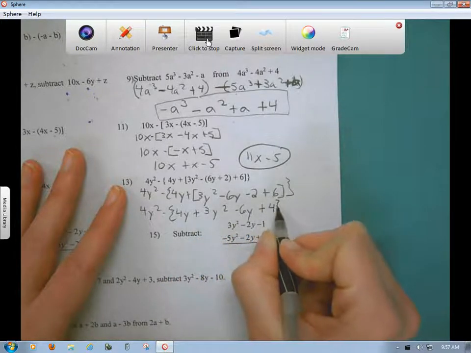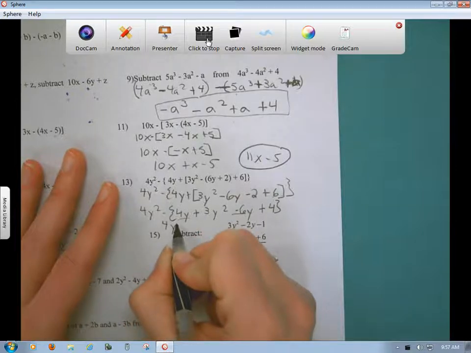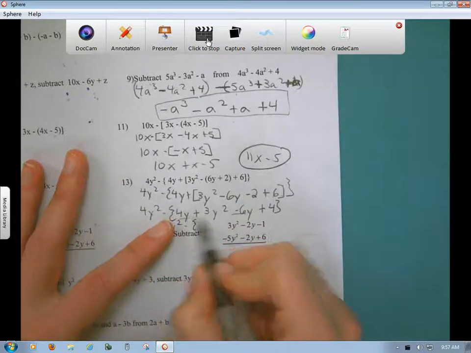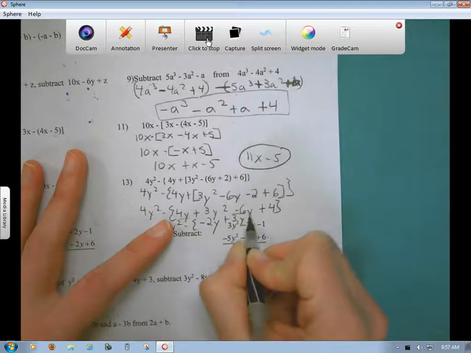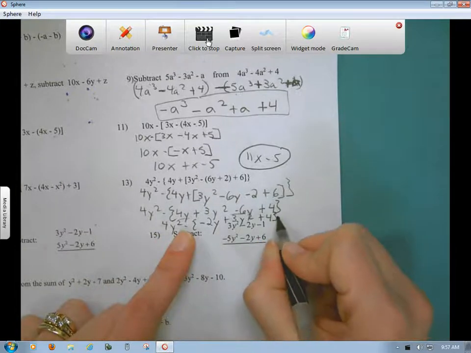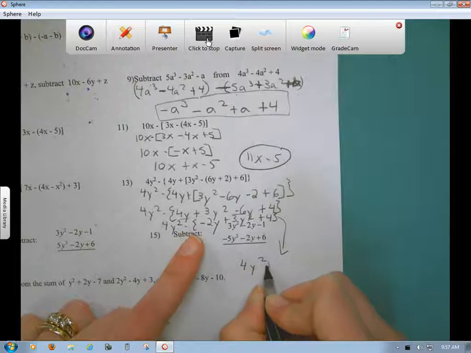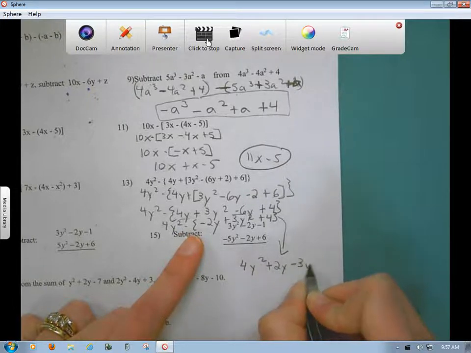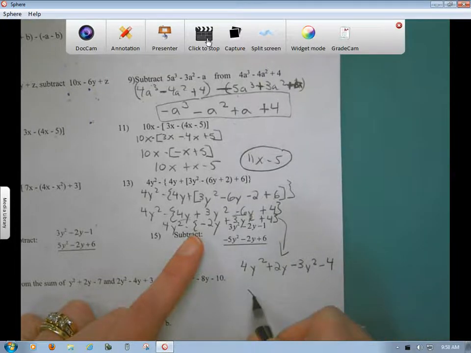They didn't give you very much room in here. Now I'm going to see if I can combine anything here. I can combine the 4y and the negative 6y. So I'm going to get 4y squared. 4y minus 6y is negative 2y. Then I'm going to have my 3y squared and my 4. Then I'm going to distribute this negative, and I'm just going to come down here. So I have 4y squared plus 2y minus 3y squared minus 4. Combine what's like, so I end up with y squared plus 2y minus 4 as my answer.